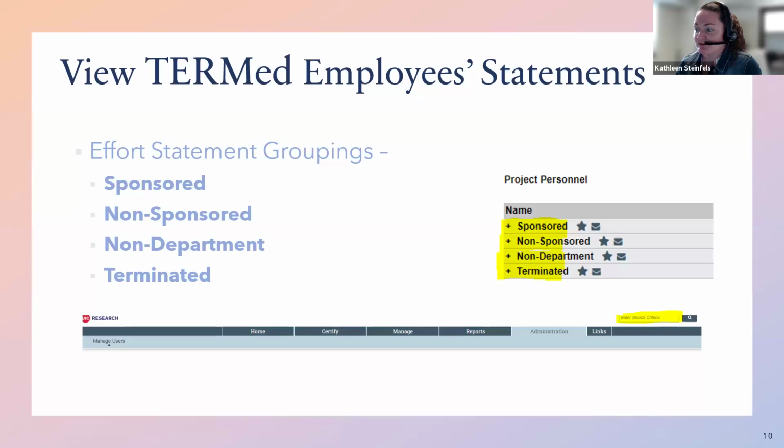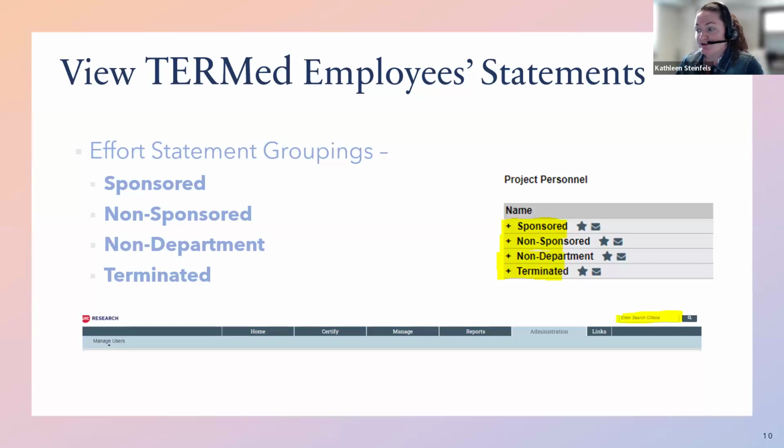So there would be statements for people with sponsored, non-sponsored, non-department, and terminated. I wanted to just specifically talk about terminated here. You would have to expand this terminated field, and that is where you find your terminated employees. And just a heads up: in the search function in the upper right-hand corner of the ECC system, if you attempt to type in a terminated employee, unfortunately it will not populate because they are listed as terminated.